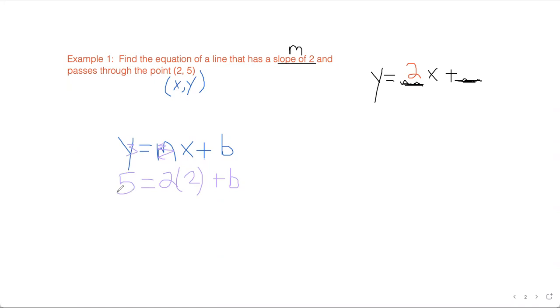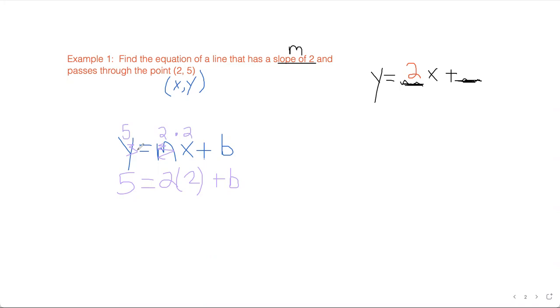Okay, so let's do that again. Make sure we understand where we're coming from. So M was 2, so I put a 2 in the M spot. X was also 2, so I'm going to multiply 2 times 2. And my Y is 5, so I'm going to place the 5 here on the left-hand side of the equal sign where the Y is.